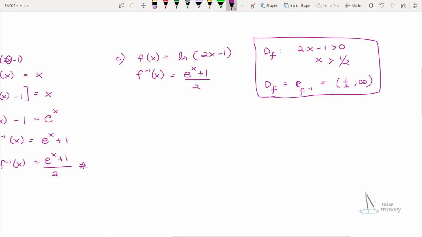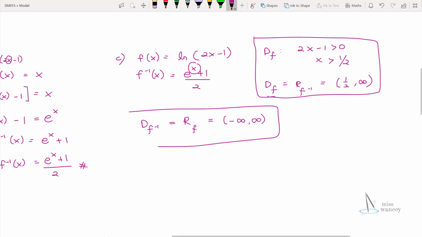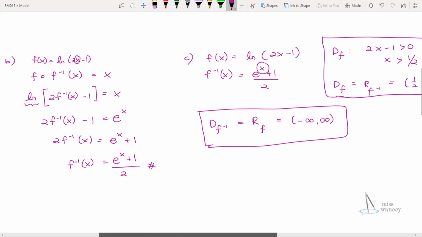Meanwhile, for f inverse, I know that this is an exponential function. So the domain of f inverse is also equal to the range of f. So this is also equal to negative infinity to infinity. Why is that so? Because we have x as the power, so it can go from negative infinity to infinity, and the range will be negative infinity to infinity. Okay, so those are the answers for C.